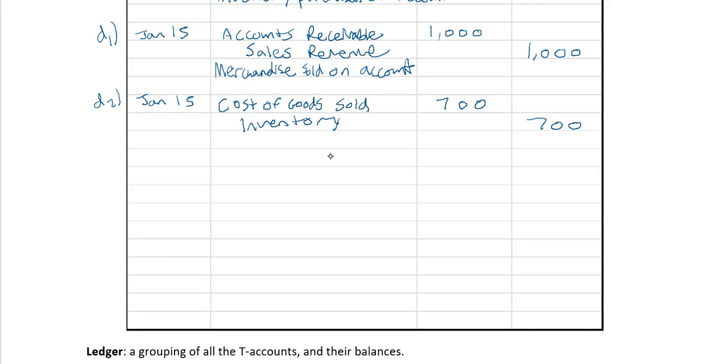Once again, we need a nice little note to describe the transaction. I'm going to write down the same note I had for D1. Merchandise sold on account.